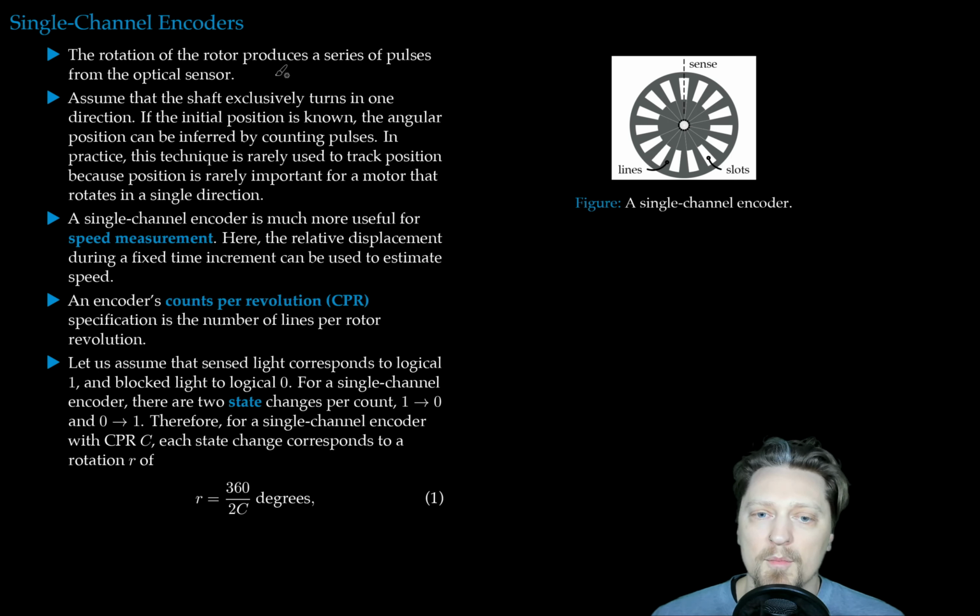An encoder's counts per revolution, or CPR, specification is the number of lines per rotor revolution. Let us assume that sensed light corresponds to logical 1 and blocked light to logical 0. For a single channel encoder, there are two state changes per count. We go from a 1 to a 0 and a 0 to a 1. Therefore, for a single channel encoder with CPR C, each state change corresponds to a rotation R of 360 degrees divided by 2 times the counts per revolution. And the unit, of course, is in degrees.